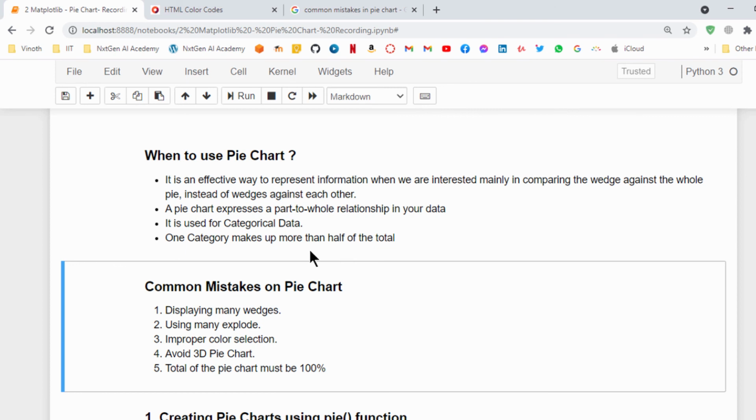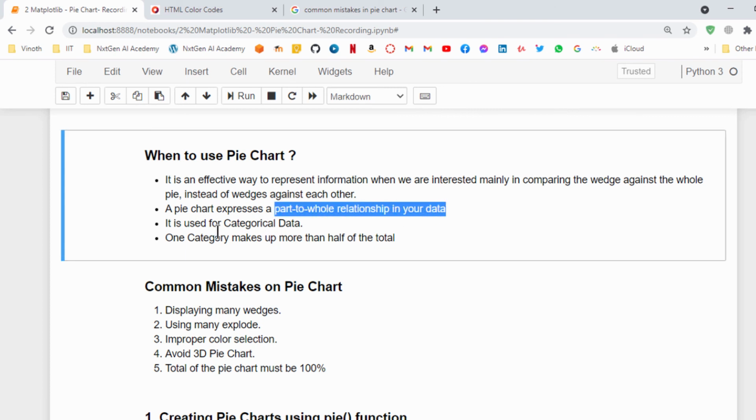Takeaway point, use pie chart to express part to whole relationship. And whenever we deal with categorical data, the best way to represent is using a pie chart. Hope you got a good clarity about this topic.